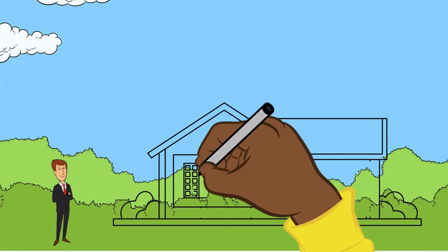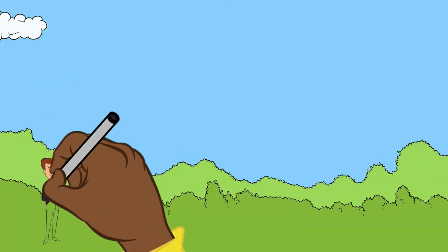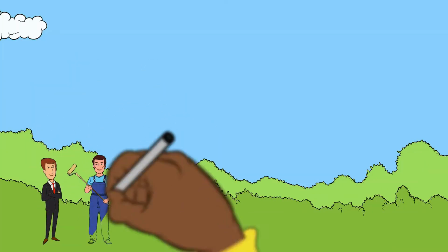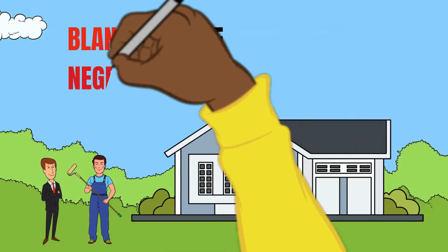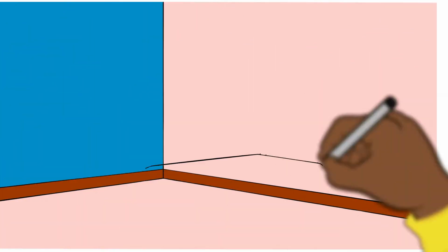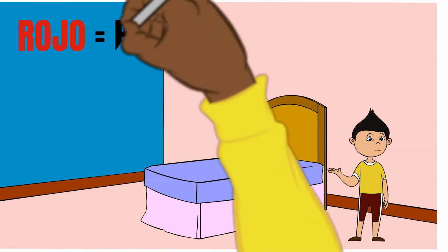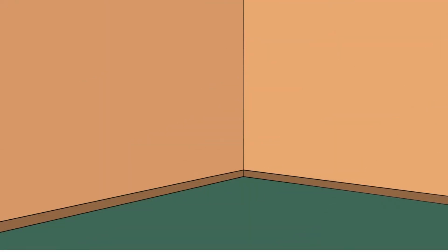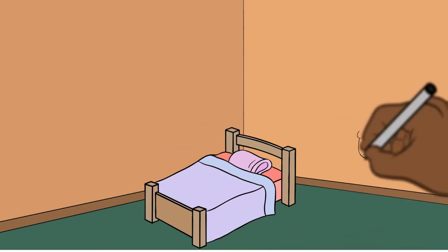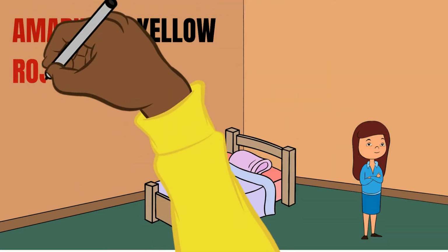Mr. Rainbow wanted his house to be painted. He asked the painter to paint the outside blanco y negro. He wanted his son's room to be painted rojo y azul, and his daughter's room to be painted amarillo y rosa.